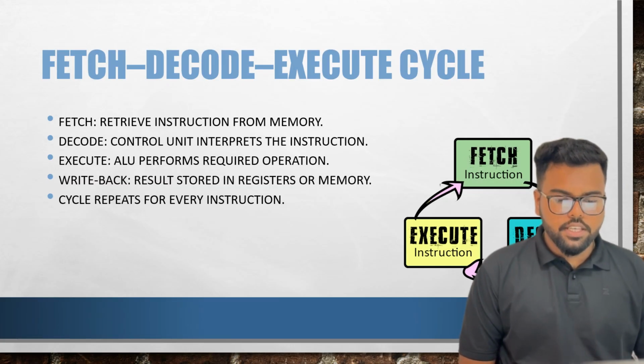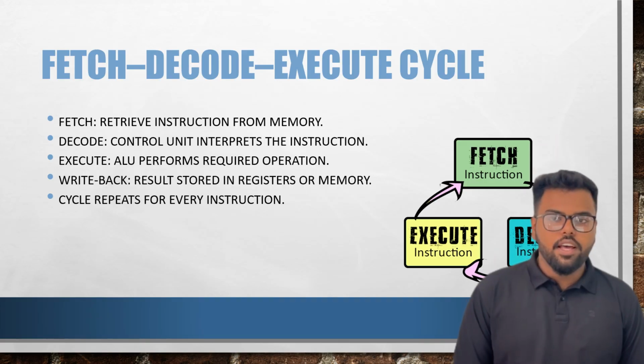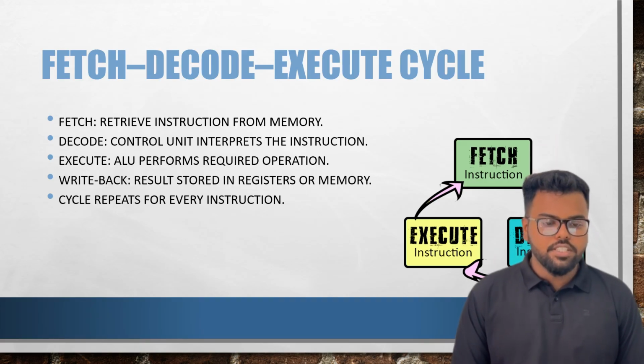Fetch, decode, execute cycle. Okay, I will describe the fetch, decode and execute cycle. So the CPU works through a repeated sequence called the fetch, decode, execute cycle. First, the fetch step. The CPU retrieves the next instruction from memory using the program counter. Then the decode stage. The control unit interprets what the instruction means and determines which components are needed.